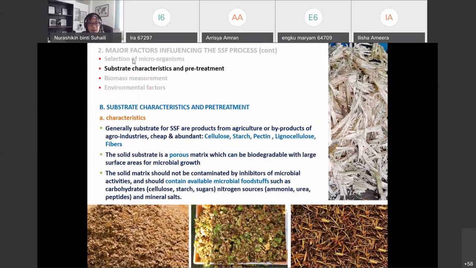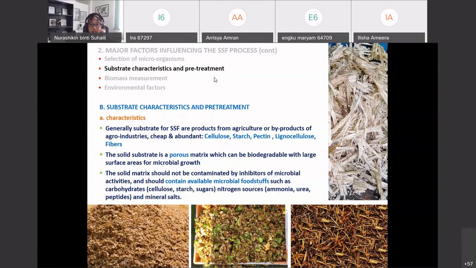So that's the selection of the microorganisms. Okay, you can see how important the selection of microbes is, because it will determine the type of the products produced. We move to the second factor, which is the substrate characteristics and pre-treatment.